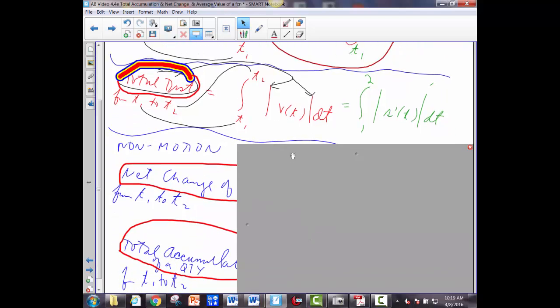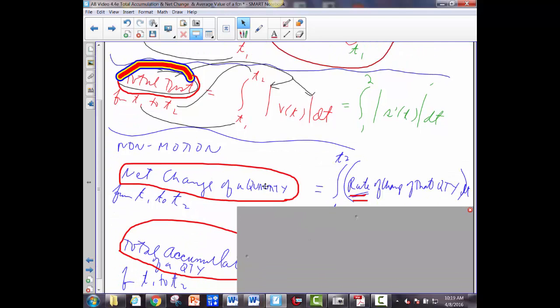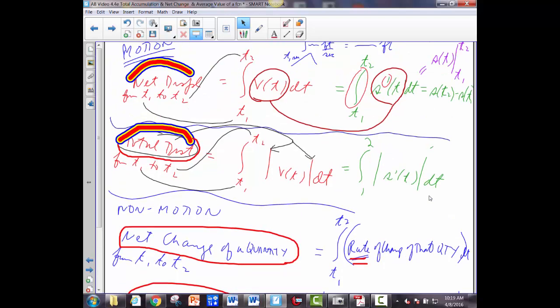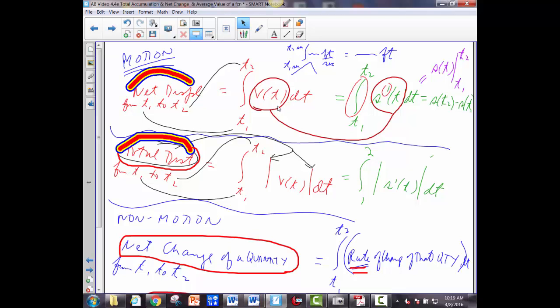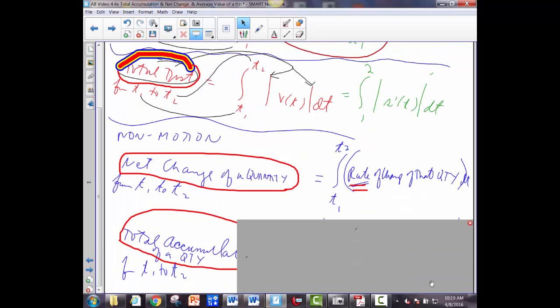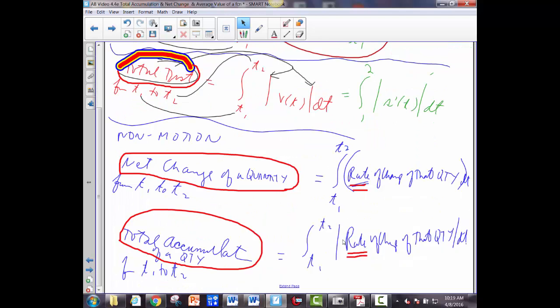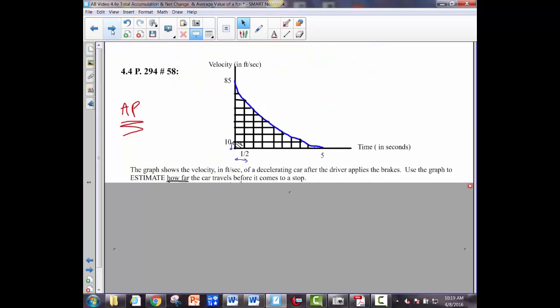Now, if we extend this to non-motion, okay, we have a change of quantity. With motion, it's the change in position, but here it's just a change of a quantity. The net change will be the integral from time 1 to time 2 of the rate of change of that quantity, because remember, we're integrating the velocity, which is the rate of change of the position, okay? And for total accumulation, you'll need the absolute value of the rate of change of that quantity. Okay, so this is fitting into all of this.